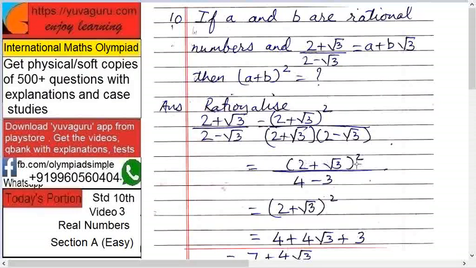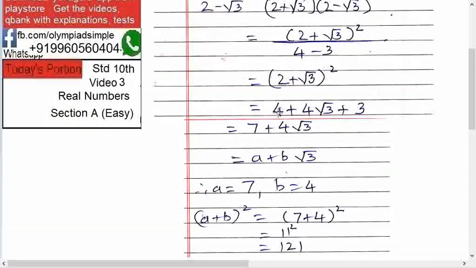So it becomes (2 plus root 3) the whole square upon this denominator, which becomes 2 square minus root 3 square, that is 4 minus 3, that is 1. So it becomes (2 plus root 3) the whole square. Solve this, it becomes, (a plus b) the whole square, a square plus 2ab plus b square, 4 plus 4 root 3 plus 3, right, equals 7 plus 4 root 3.